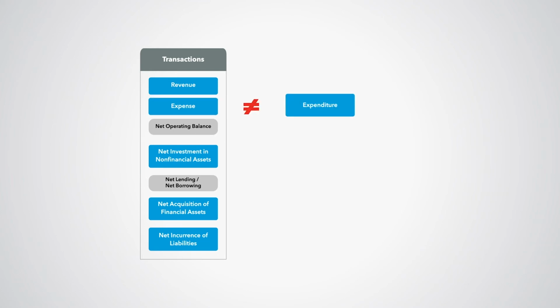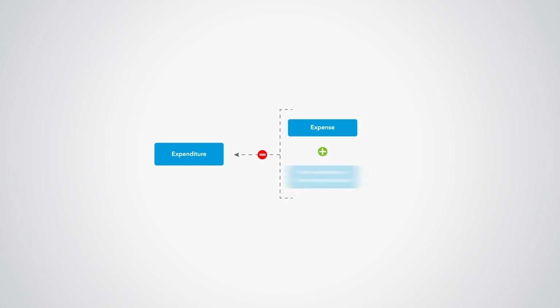Let's briefly go back to the terms expense and expenditure. Many analysts are interested in analysing total government spending, that is, both current and capital spending combined. To accommodate this request, the GFS framework includes expenditure as a second spending aggregate. It is the sum of expense and net investment in non-financial assets.